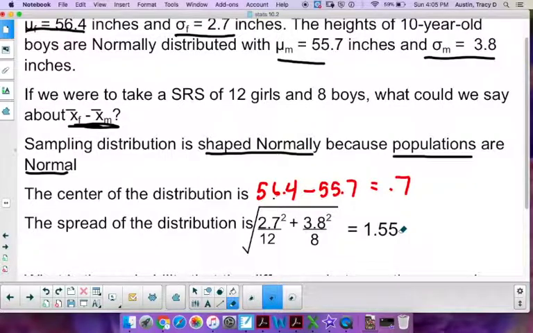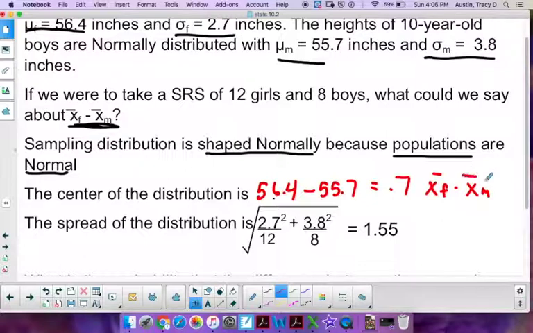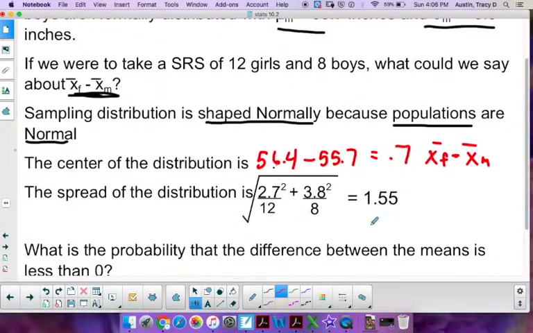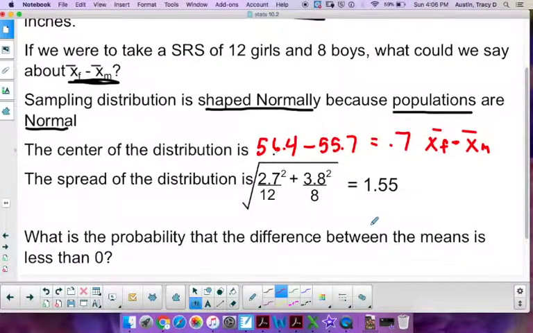So we have our mean, right? That's our x of f minus x of m. That's the difference between our two means. There's the center of our distribution. There's the standard deviation. So let's do an actual question from it. Okay? Same information, but you always have to get the mean and the standard deviation first.